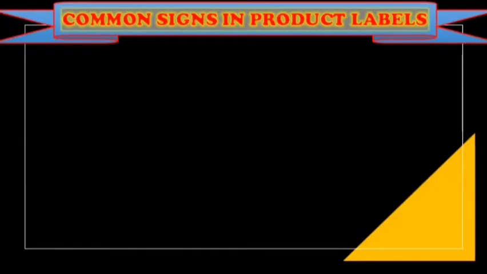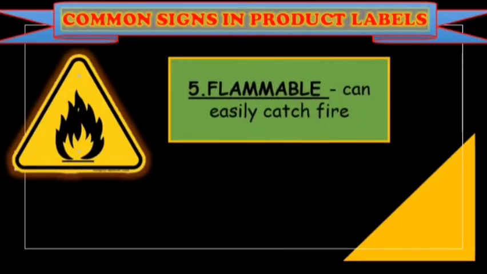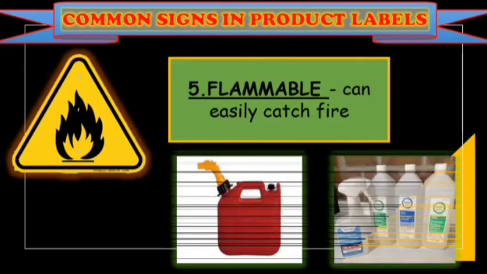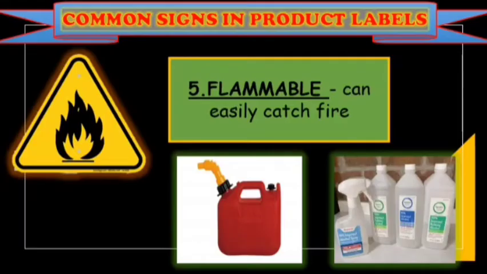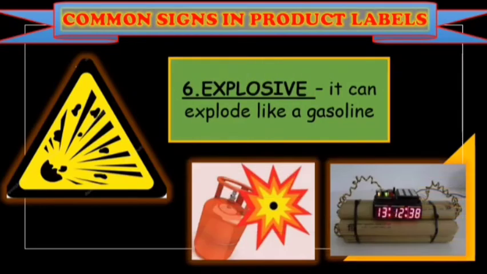Next, number 5 sign is that one. Pag nakita nyo yung sign na yan, that is what you call flammable. So it can easily catch fire. The examples, we have gasoline, we have gas, we have alcohol. So next sign is what you call explosive. So if you can see the picture like that, that is what you call explosive. So what it can explode like a gasoline. So sumasabog. Just like LPG gas or yung mga explosive devices.